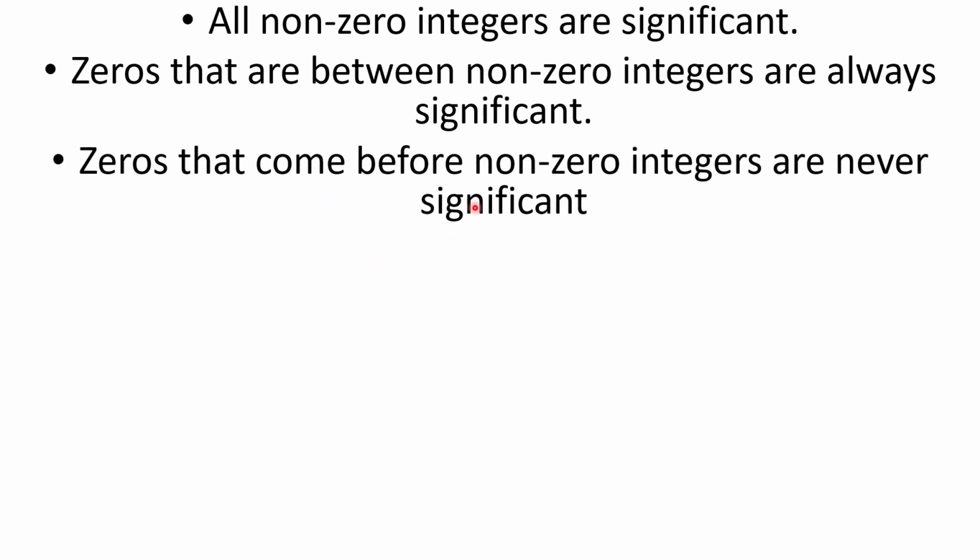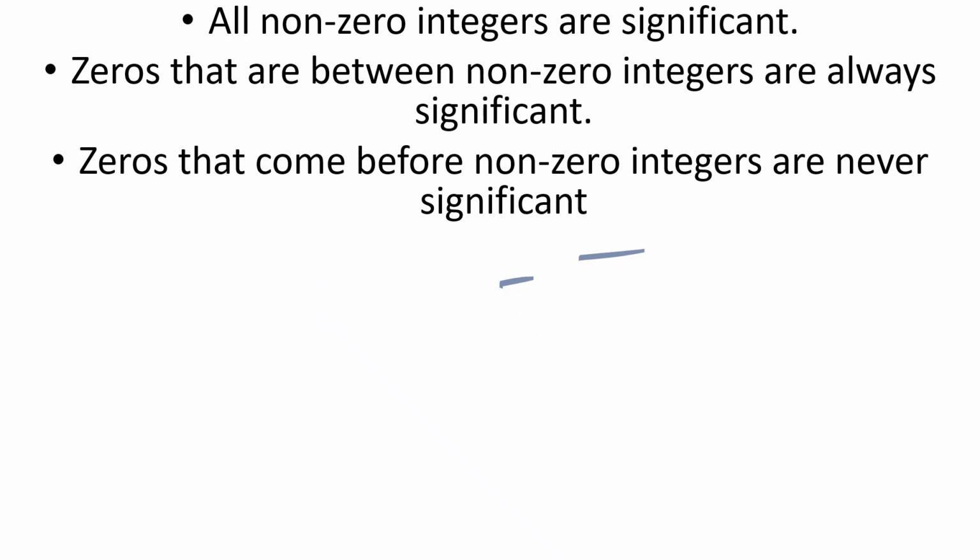Now let's see the next rule, and it says zeros that come before non-zero integers are never significant. If the zeros are coming before the non-zero numbers, then they are not counted, irrespective of how many zeros are coming, whether 1, 2, or 3 million. So let's say I have a number like 00075. How will you read this? It's 75. So these three zeros will not hold any value, they will not be significant if they are coming before non-zero integers.